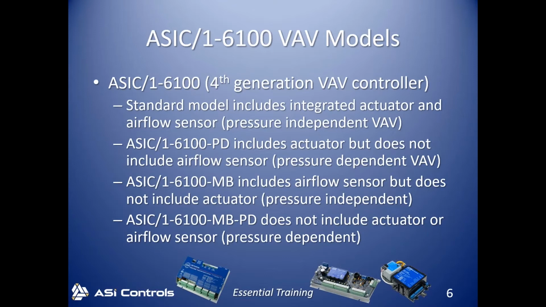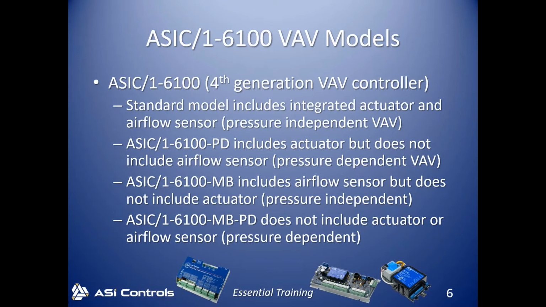Just the standard 6100 with no suffix on the end is the standard model with an integrated BLEMO actuator and an airflow sensor so that we can measure and control CFM. The 6100-PD, PD stands for pressure dependent, and so you still get the integrated BLEMO actuator, but there's no airflow sensor. That's for pressure dependent applications where you're positioning the damper to a kind of a percentage as opposed to opening the damper to meet a CFM calculation.